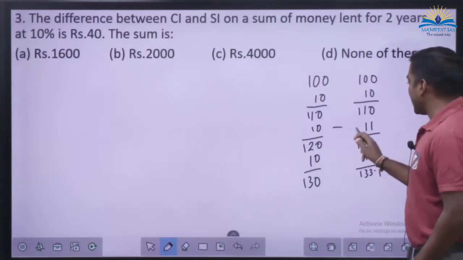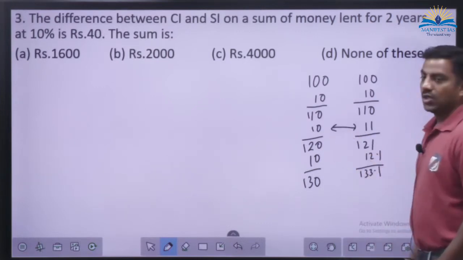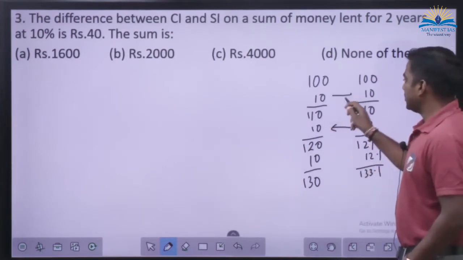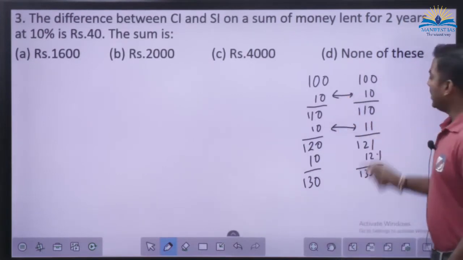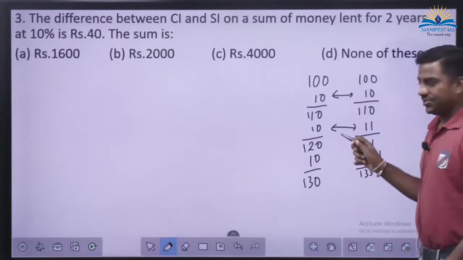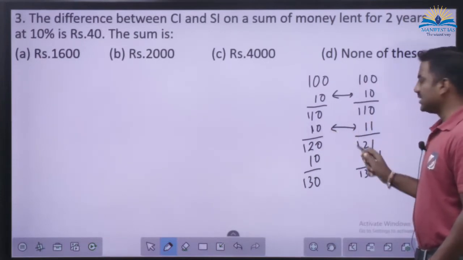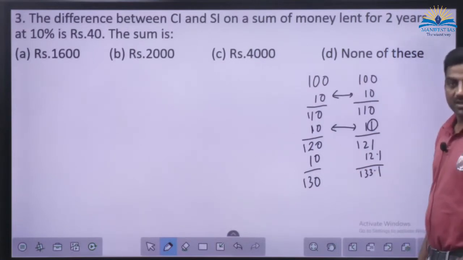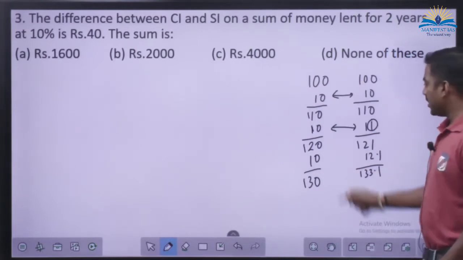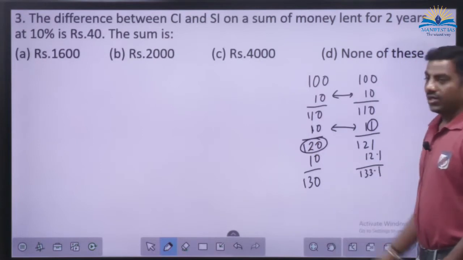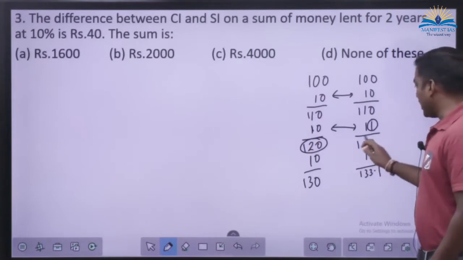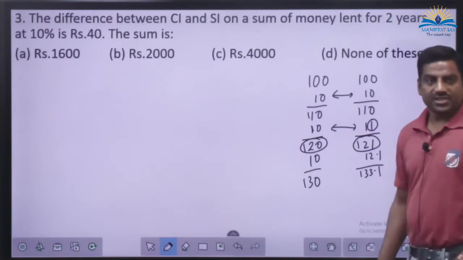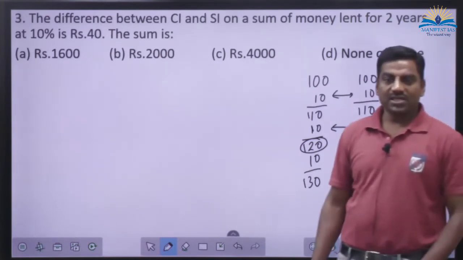See, only from the second year it is changing. First year, no change. But in the second year, what is the change? This extra 1 rupee is a change. Here, your liability will become 120. And here your liability will become 121. This 1 rupee extra is the difference.